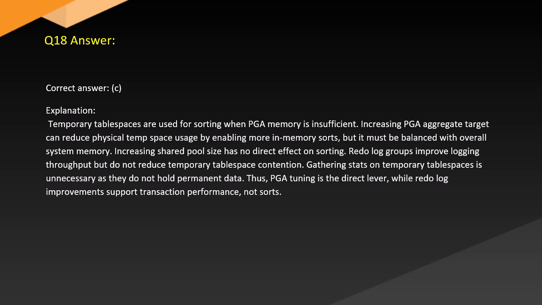Answer. Correct answer: C. Explanation. Temporary tablespaces are used for sorting where PGA memory is insufficient. Increasing the PGA aggregate target can reduce physical temp space usage by enabling more in-memory sorts, but it must be balanced with overall system memory. Increasing shared pool size has no direct effect on sorting. Redo log groups improve logging throughput but do not reduce temporary tablespace contention. Gathering statistics on temporary tablespaces is unnecessary as they do not hold permanent data. PGA tuning is the direct lever, while redo log improvements support transaction performance, not sorts.